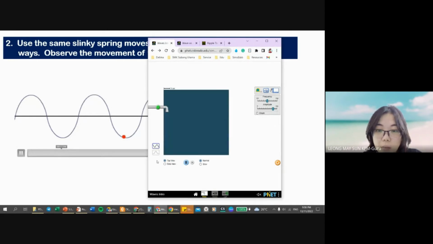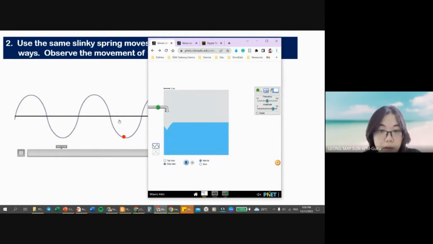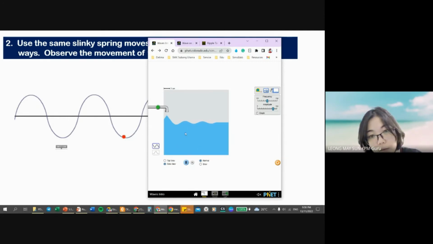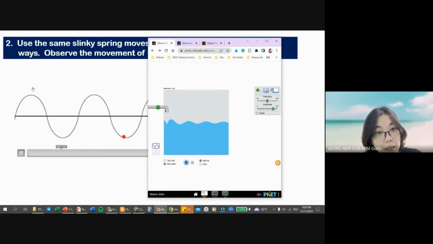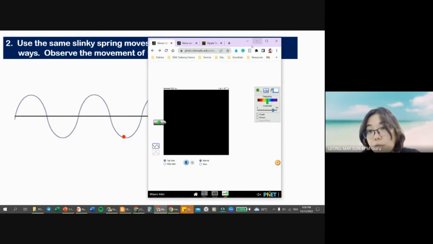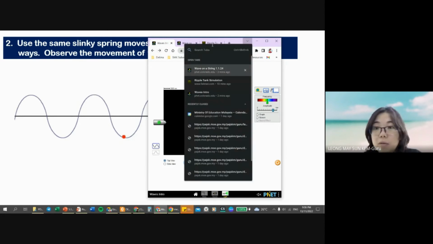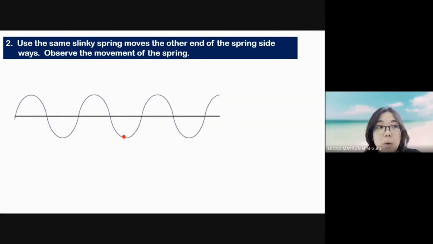From the side view of the water wave, look at this particular shape. It is moving up and down, the same thing as what is being shown here. Light wave is very difficult to see, but a light wave is also similar to a water wave as well.